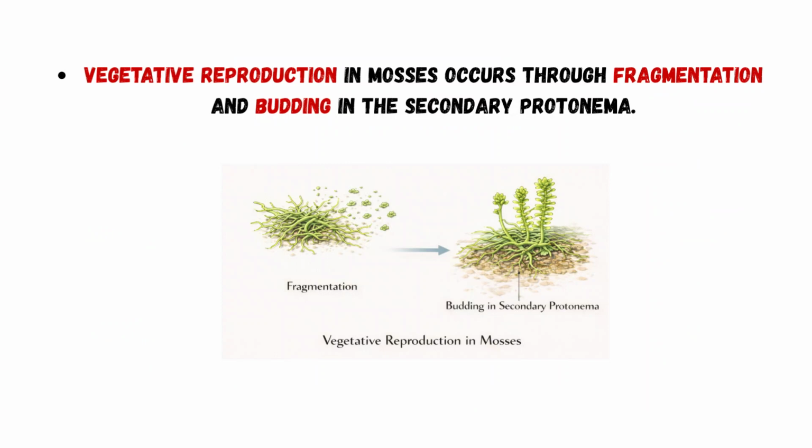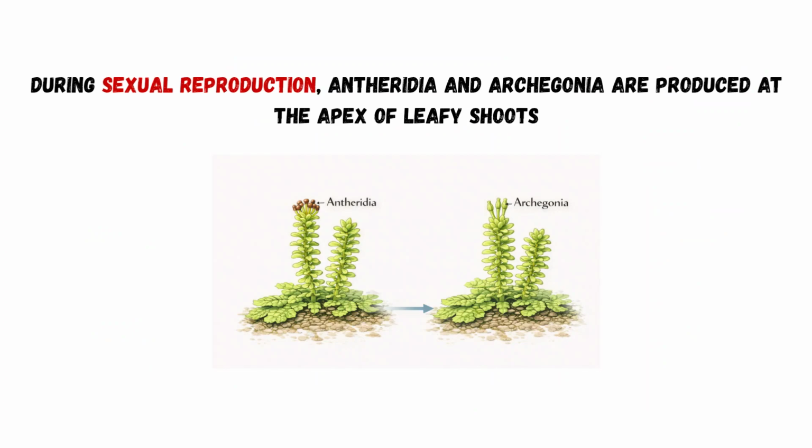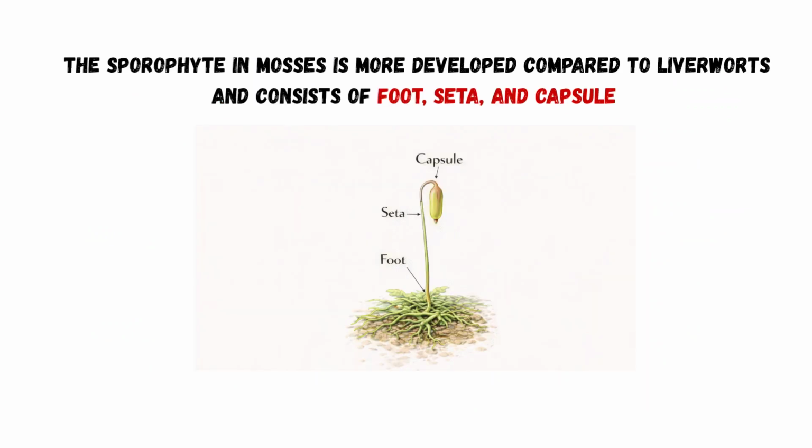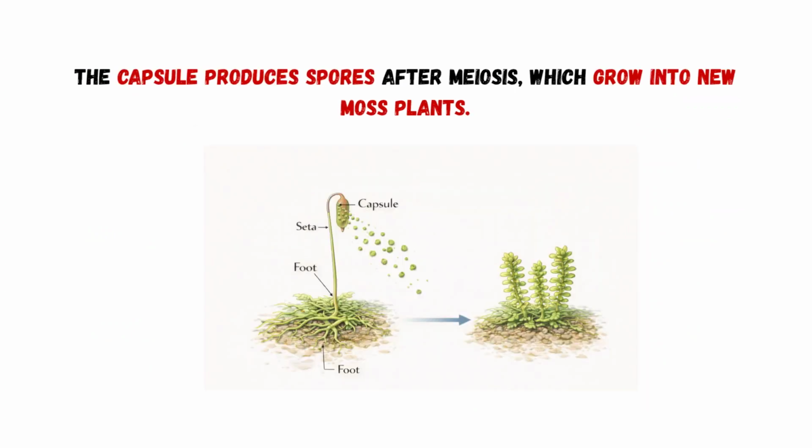Vegetative reproduction in mosses occurs through fragmentation and budding in the secondary protonema. During sexual reproduction, antheridia and archegonia are produced at the apex of a leafy shoot. After fertilization, the zygote develops into a sporophyte. The sporophyte in mosses is the most developed compared to liverworts and consists of foot, seta, and capsule. The capsule produces spores after meiosis, which grow into a new moss plant.